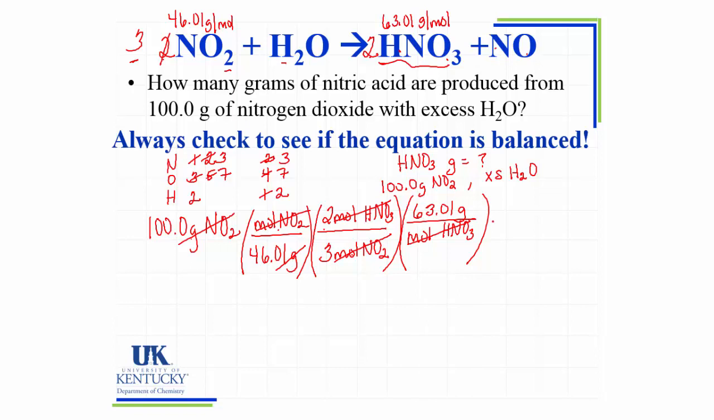and what I find is that I get 91.30 grams of HNO3. I notice that my answers are on the same order of magnitude, 100 grams of NO2 to 91.3 grams of HNO3, so that seems to be a reasonable answer.